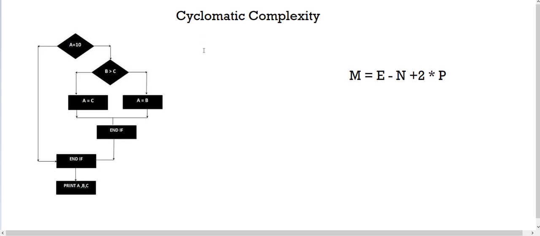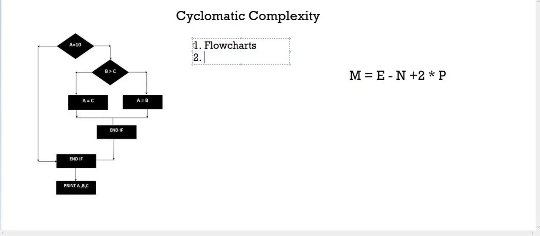So let's get started. There are two main things from which we are going to be calculating cyclomatic complexity. First of all, we have flowcharts, like the one on the left, and secondly, we have code. So from these two things, we can calculate a value for cyclomatic complexity. Next, there are two main formulas for calculating the complexity of anything.